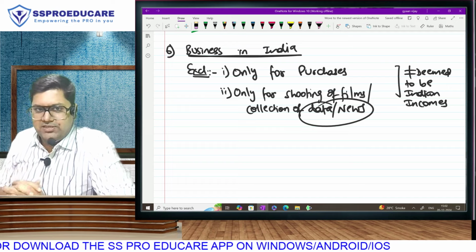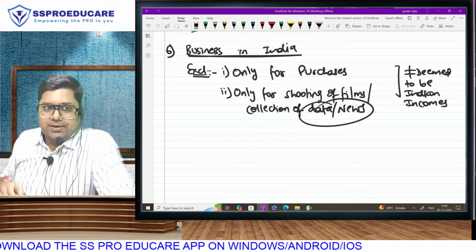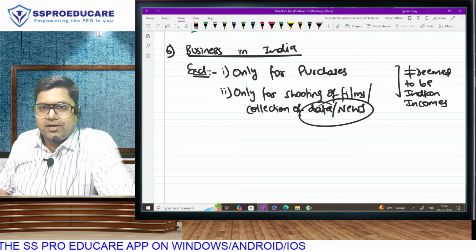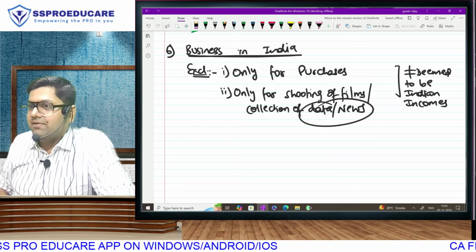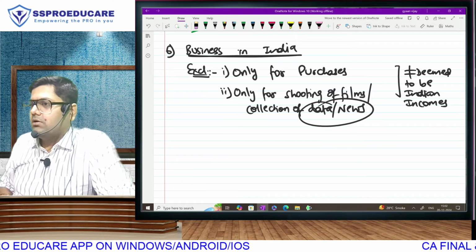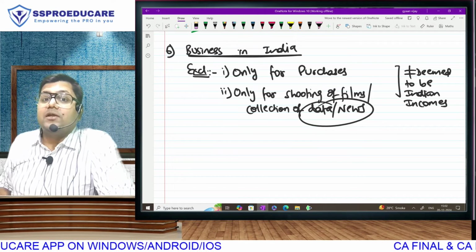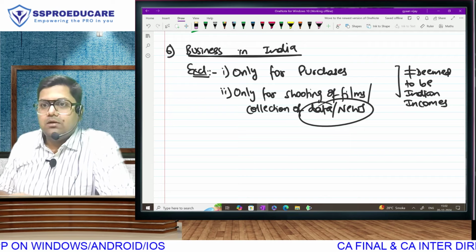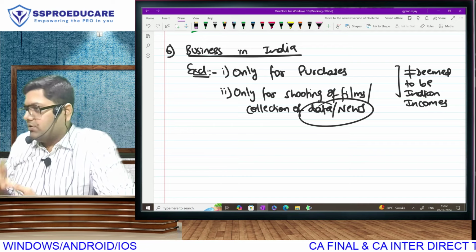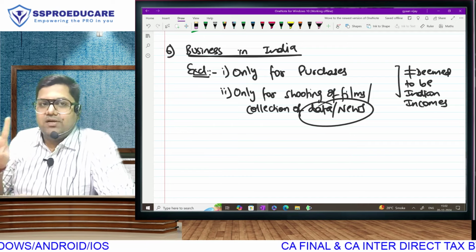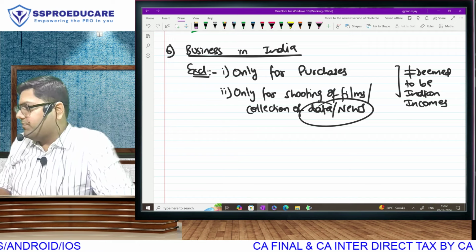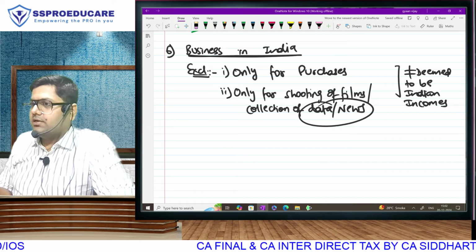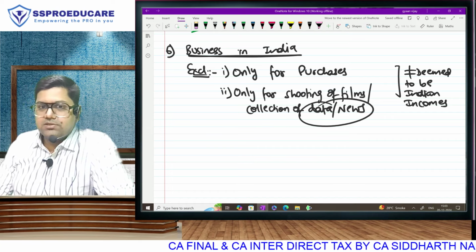So normally, if your business is set up in India, it is going to be, kya bro? Indian income. However, if the activity is limited to, confined to purchases, then we will not consider it as Indian income. If the activity is limited to shooting of films or news or data collection, then we will not consider it as Indian income. Is that correct? Everyone is clear on this?